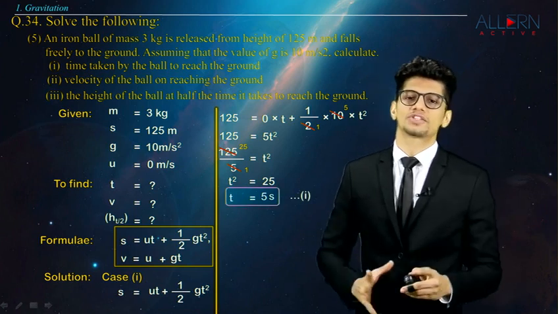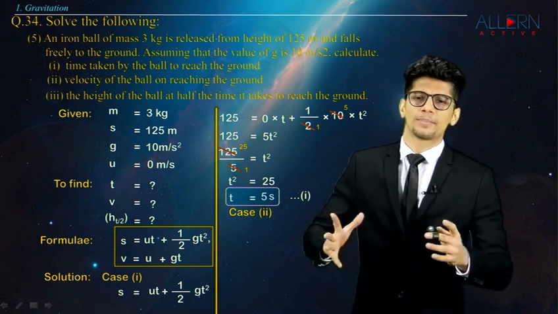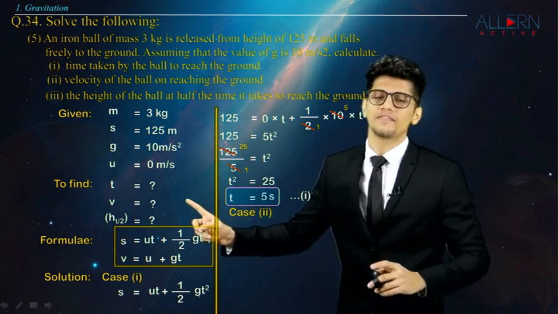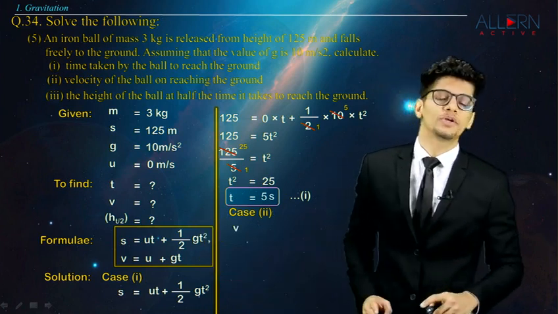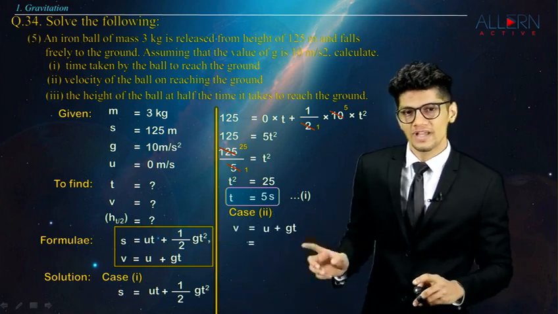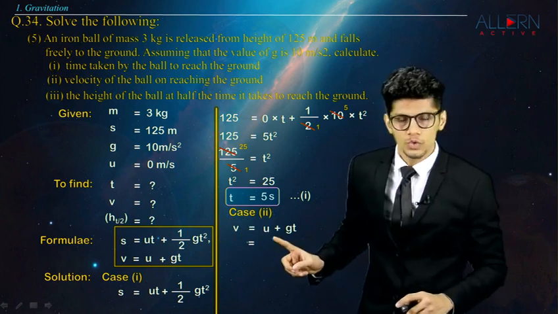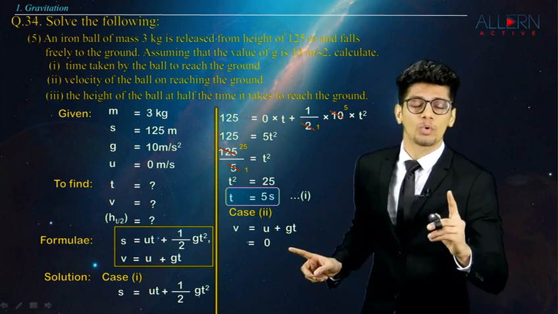Now let's start with case 2. In case 2, what are we supposed to find? We are supposed to find the final velocity, that is denoted by small v. Which formula do we have? v is equal to u plus gt. So do we have the value of v? No. u, yes, 0. g, yes. What is the value of g?